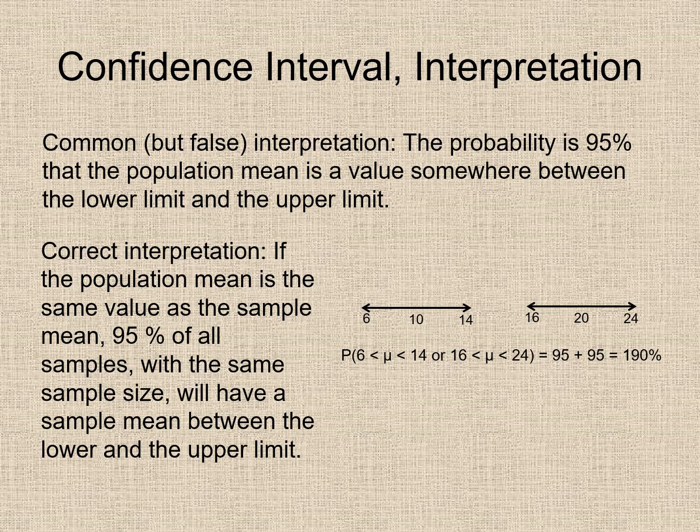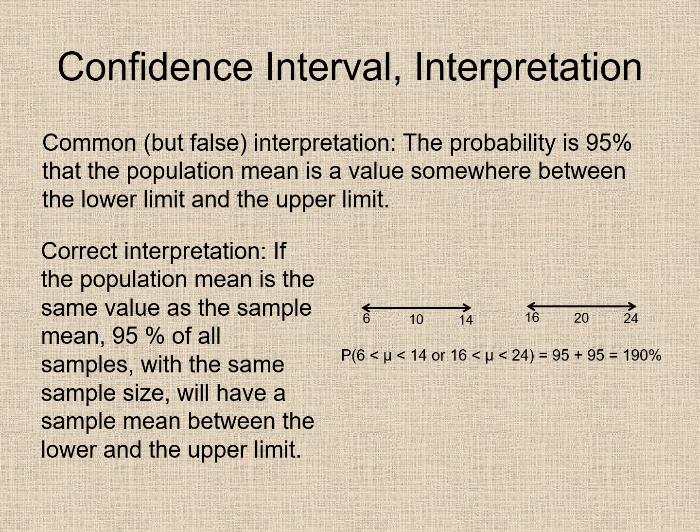In order to demonstrate that the traditional, false but common interpretation of the confidence interval is wrong, let's have the following example. Imagine we draw a sample from a certain population, and in this sample we get a mean of 10, and we calculate the confidence interval based on the values in this sample, and we get a confidence interval that goes from 6 to 14.